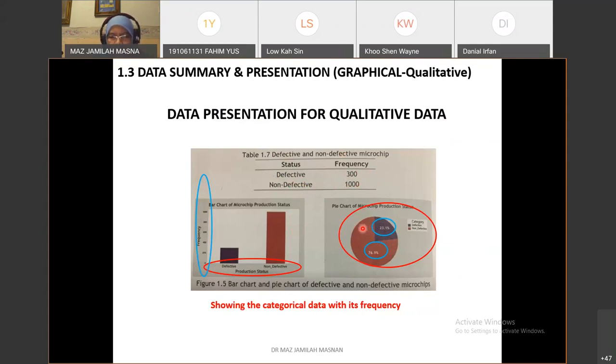For example, if you want to show your qualitative data in the most simple way, you can use your pie chart, where your pie chart refers to defective item, this part, and the other one is your non-defective. Sorry, this is defective item, about 1,000, and you have 300 non-defective items. Okay, so this is defect, this is non-defect. Okay, as simple as that. And the information revealed is regarding the proportion or the percentage of the data that you have from the frequency. And if you can see from here, how you can find 76.9, so 76.9 is 1,000 over 1,300, okay, multiplied by 100.